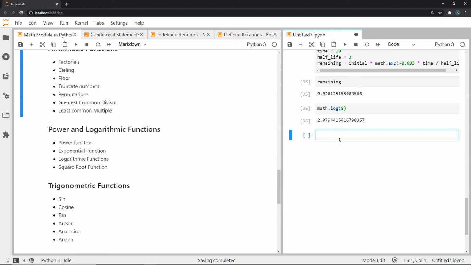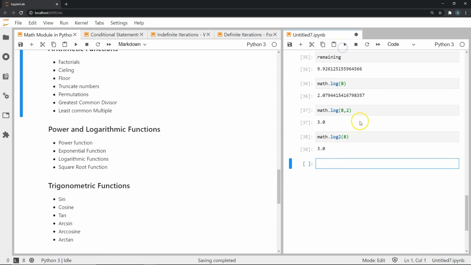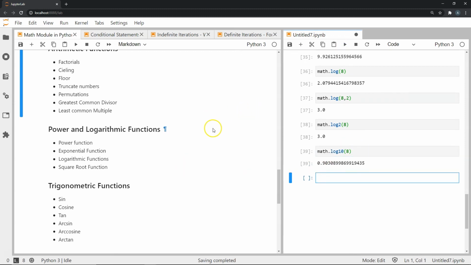What if I wanted to specify a particular base? Well, I would pass a second argument in this case. I want to find the log of 8 to the base 2, and this should be the value 3, as you can see over here. There are two specific functions that are also provided in this math module, that is log2. I have to just pass one argument, and this will automatically find the log of 8 to the base 2, as you can see here. Similarly, there is a math.log10 function. If I did this, I will find the value of something to the base 10, as you can see. So this was logarithmic functions.